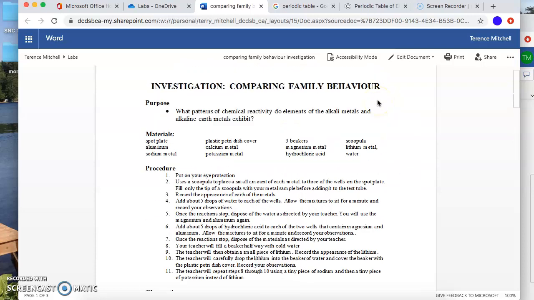Hey everyone, today what we're going to be doing is, this is probably my favorite lab that we do in the lab. I wish I could be performing this one with you. We're going to be looking at comparing family behavior.